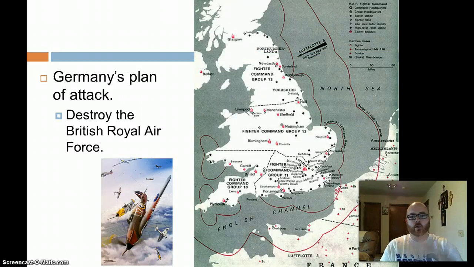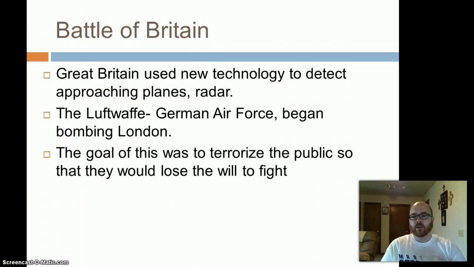And so Germany's planning an attack, to destroy the British Royal Air Force. All right, and so they're going to attack Britain. It's called the Battle of Britain, where the Luftwaffe, the German Air Force, began bombing London. And they bombed London quite often. But Britain used new technology to detect approaching planes. They used radar. All right, the goal was to terrorize the public so they would lose the will to fight.